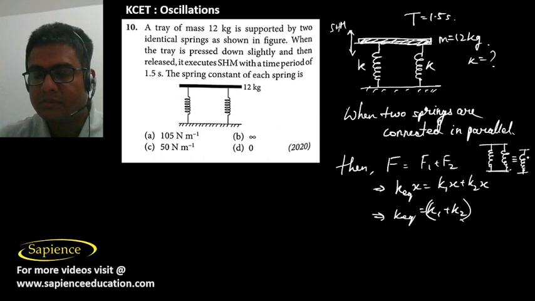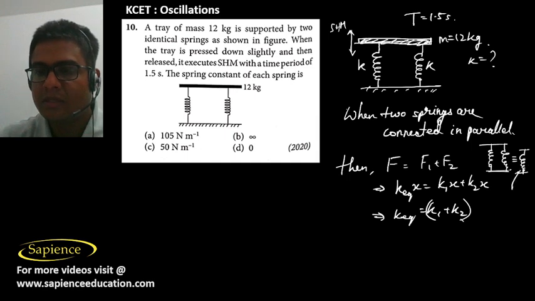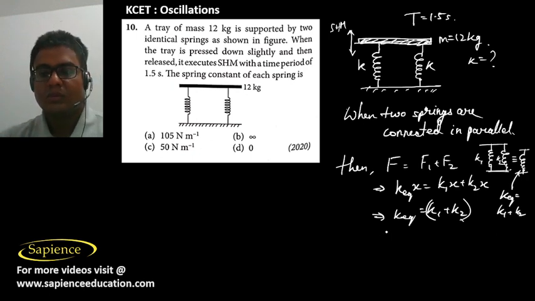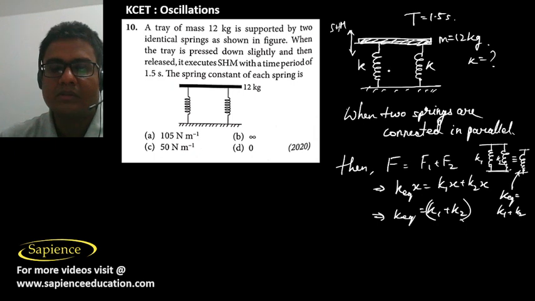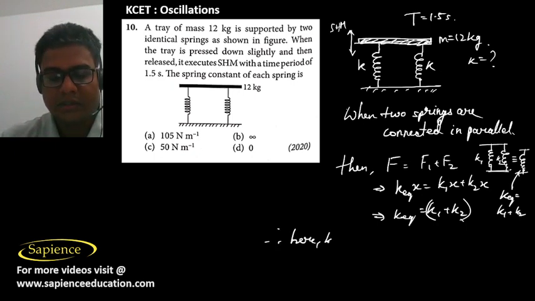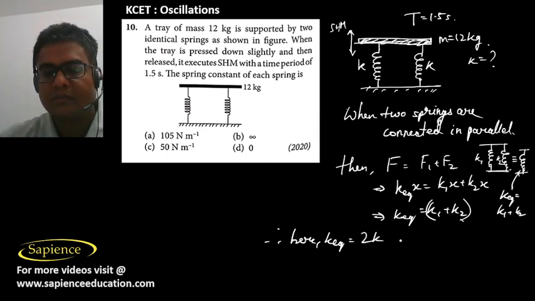It means that if those two springs can be replaced by a single spring, then its spring constant will be equal to K1 plus K2. Now here the two spring constants are the same, so K equivalent will be equal to 2K, since K1 equals K2, which is equal to K.